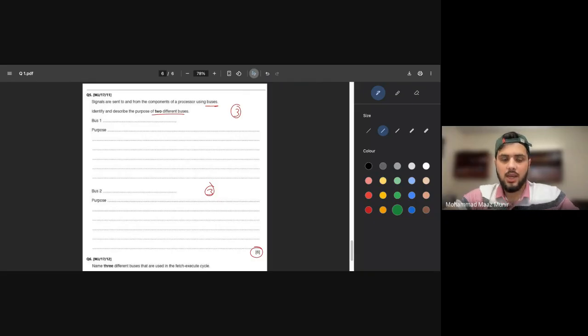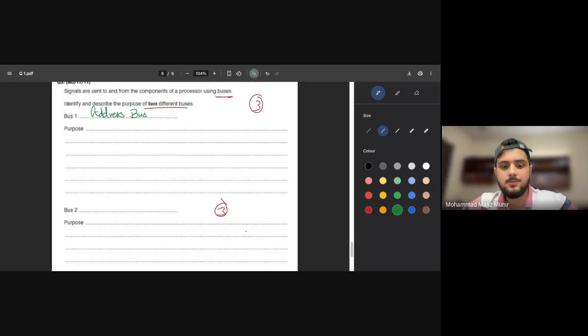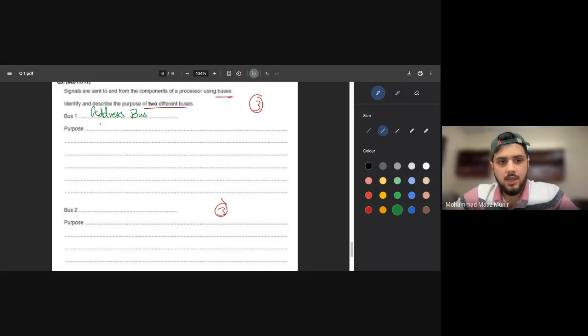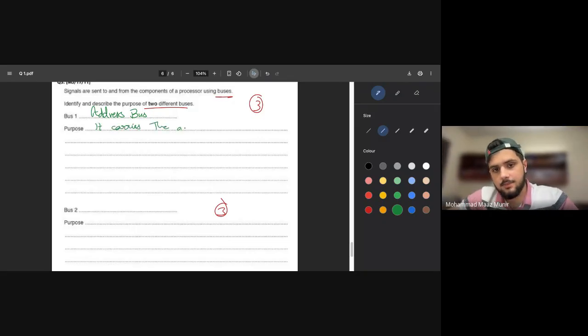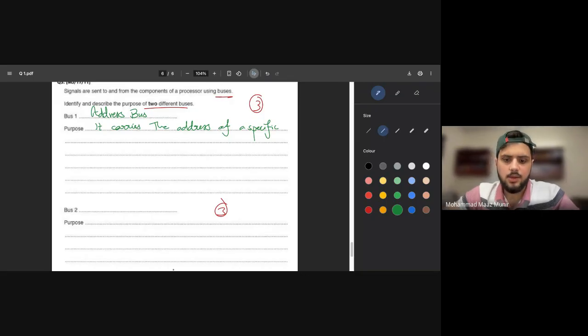So what if I want to do address bus? I can say, okay, I'm going to write address bus up here. And what's the purpose of the address bus? It is basically to do what? To store, or not to store, sorry, to carry or transport an address of a specific location. So we write this: it carries the address of a specific location.